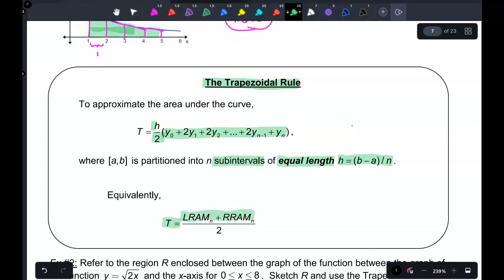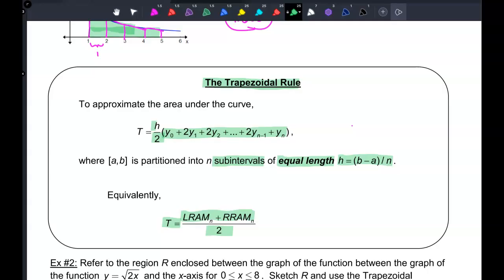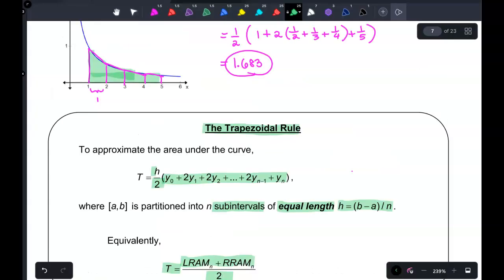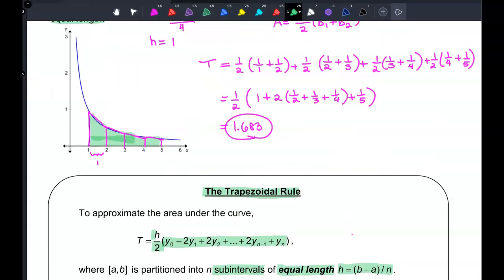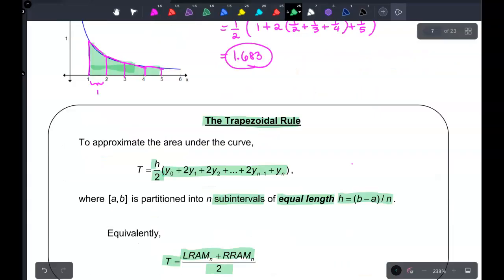Also, trapezoidal is the average of LRAM and RRAM. Like, if all the H's are the same. Like here. Yes, I understand what you mean.